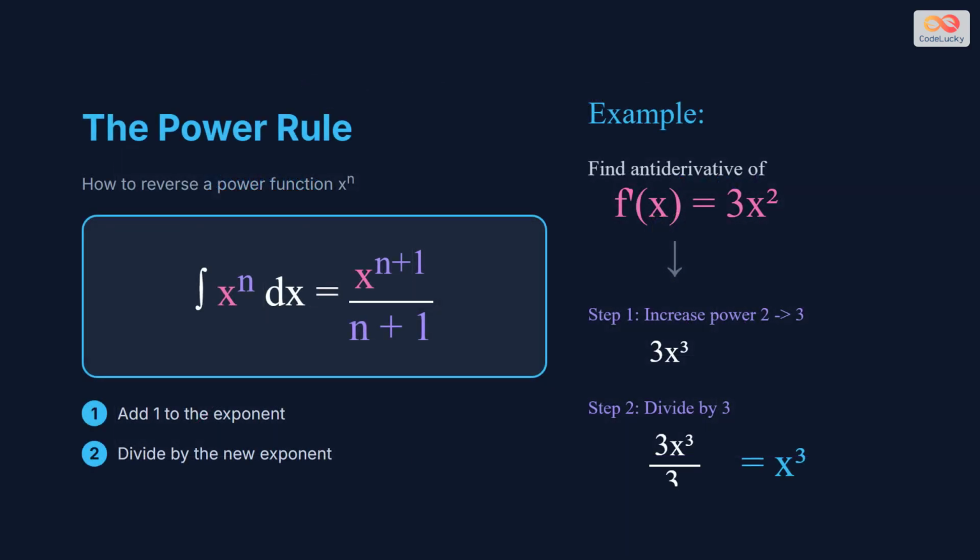To do this, we use the power rule for integration. It is the reverse of the power rule you know for derivatives. Instead of bringing the power down and subtracting 1, we do the opposite. First, we add 1 to the exponent. Then, we divide by this new exponent. For example, if we have 3x squared, we raise the power from 2 to 3 and then divide by 3, giving us x cubed.